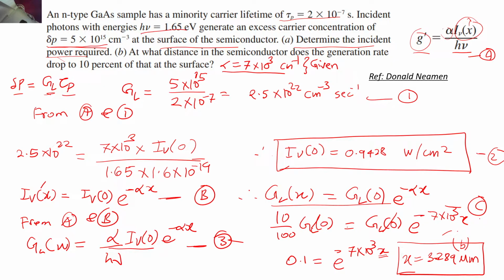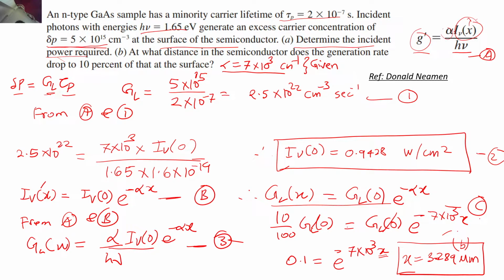So we have to find the incident power. Now if you look at this equation number A, you know the equation number A, from the lecture material. Yes, sir. Right. So we have to find this IV of x, and since they have given that the excess carriers are generated at the surface, first of all we have to find the incident power at the surface itself. So at the surface means x is equal to 0 over here, so we have to find IV of 0.